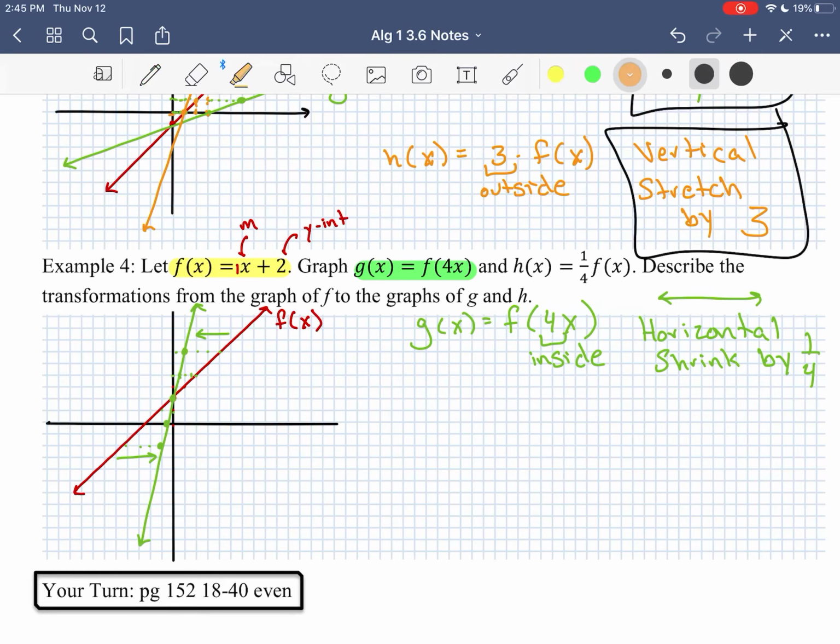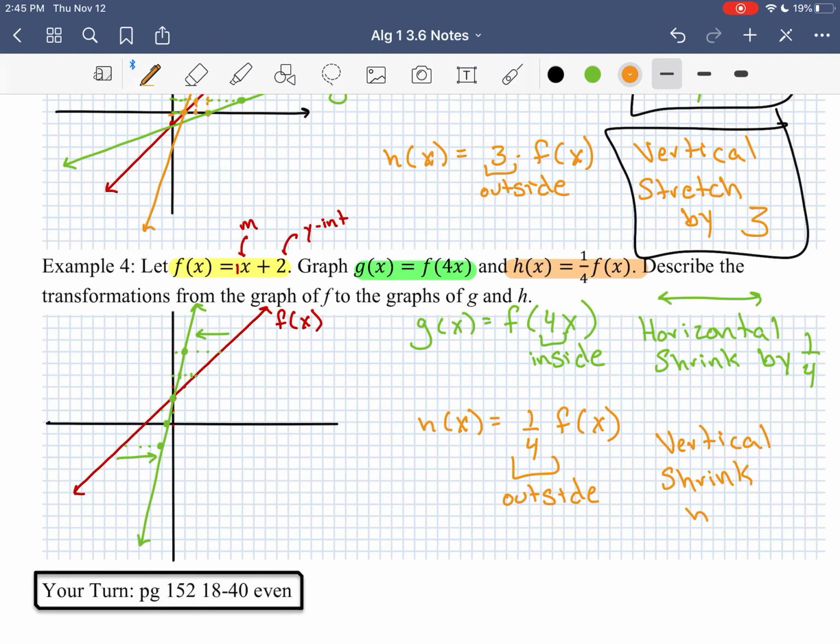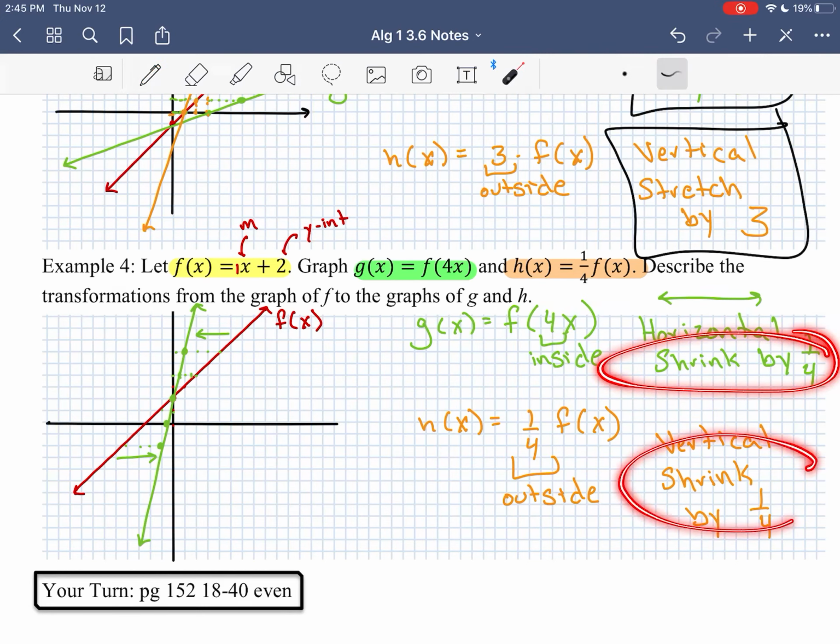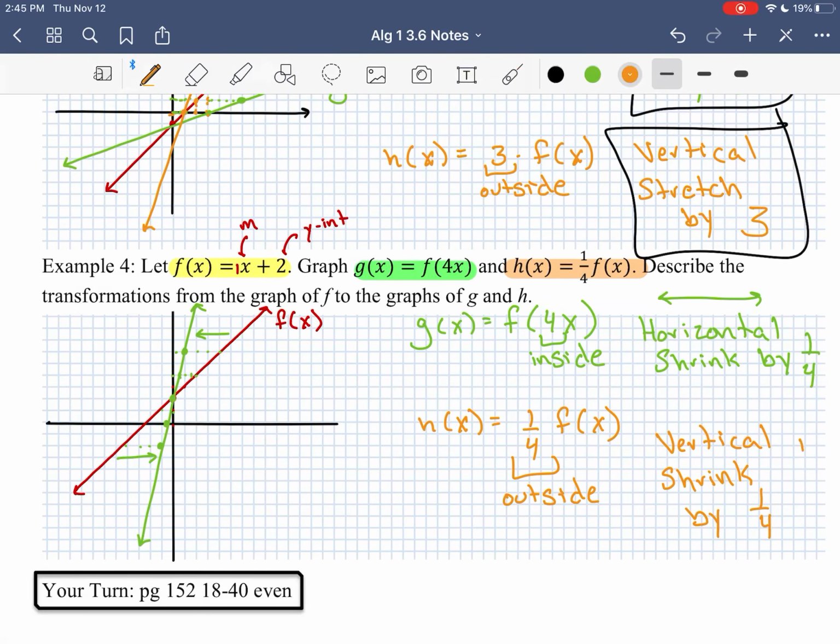Okay. Next one. I'm going to write the function down. H of x equals 1/4 f of x. So that 1/4 there is outside. Since it's outside, that tells me it's going to be vertical. And vertical works how you think it is, so that would be a vertical shrink by 1/4. Again, both of these are the same. They're both shrinks by 1/4. They're just different directions. This one's now vertical, so we're going to shrink it in. We're going to pull it into the x-axis.